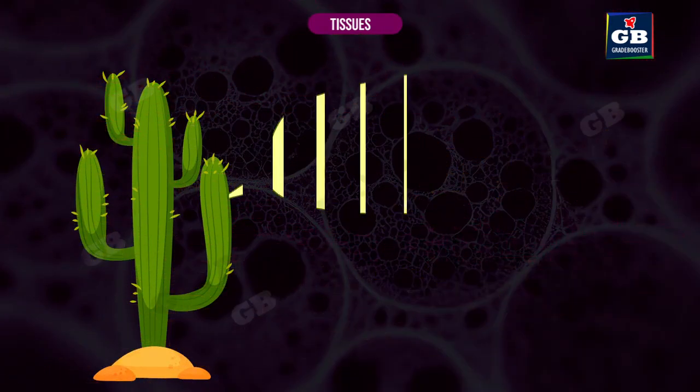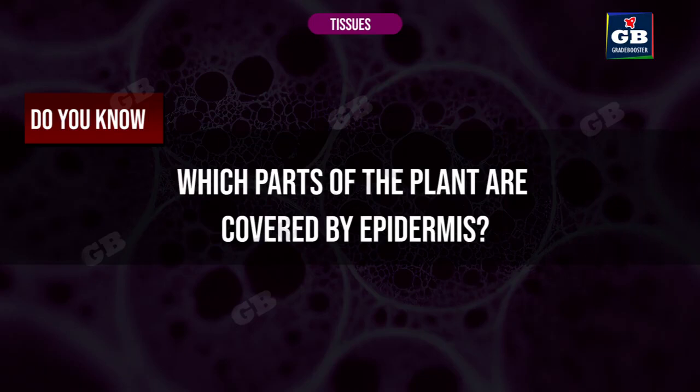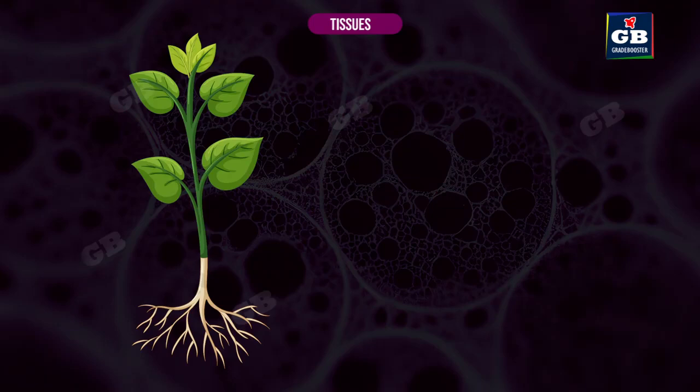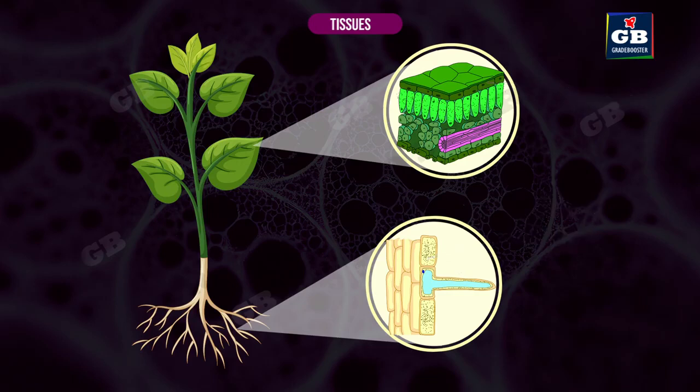The epidermis of plants living in extreme dry habitats, like cactus, is thicker with multiple layers. This thicker epidermis prevents the loss of water. Which parts of the plant are covered by epidermis? All parts of the plant are covered by epidermis. But there is a difference between the epidermis covering the shoot system and the epidermis of the root system.